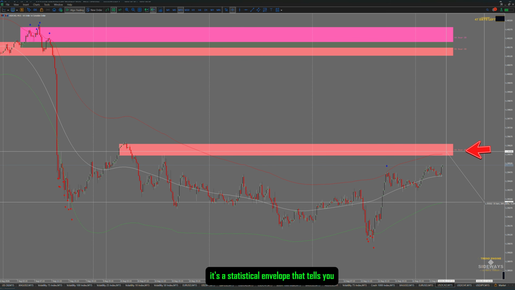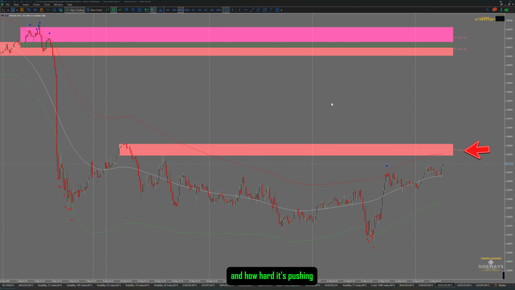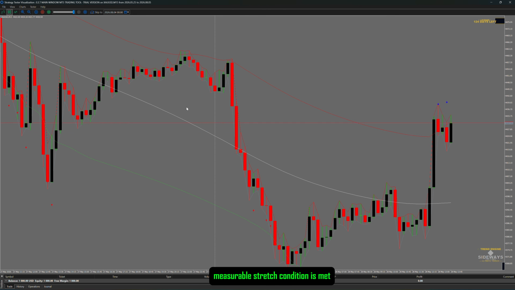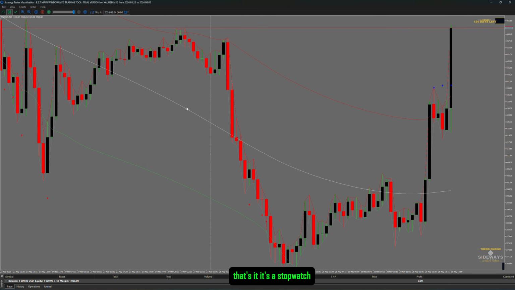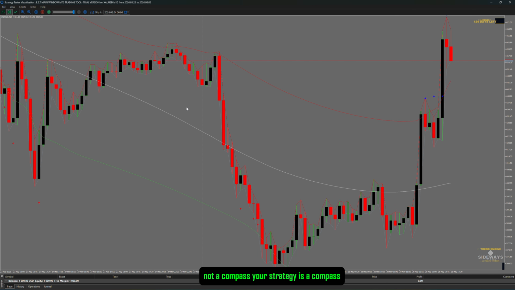It's a statistical envelope that tells you at any moment whether price is stretched, where it is stretched relative to, and how hard it's pushing. Then it prints an arrow when a specific measurable stretch condition is met. That's it. It's a stopwatch, not a compass. Your strategy is a compass.